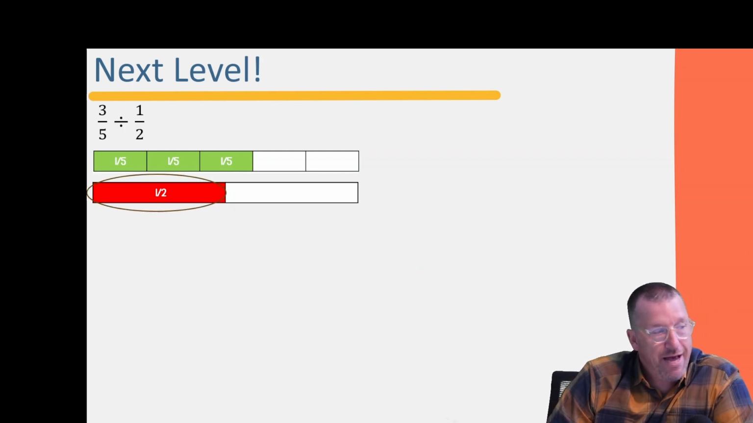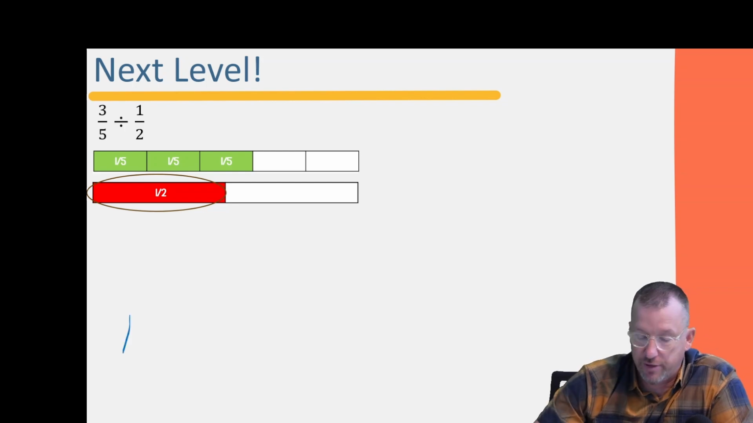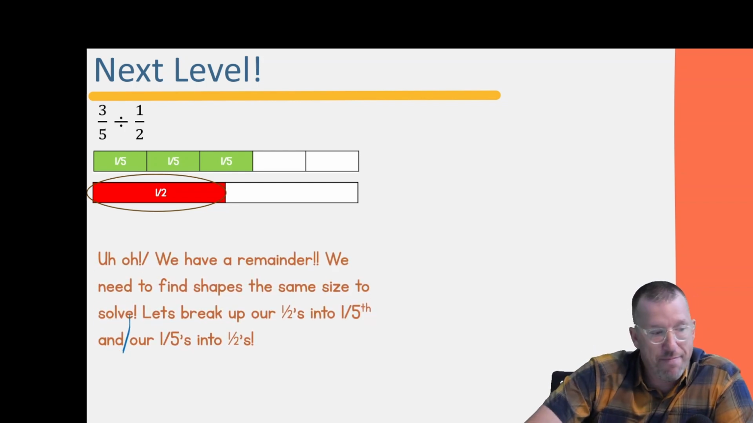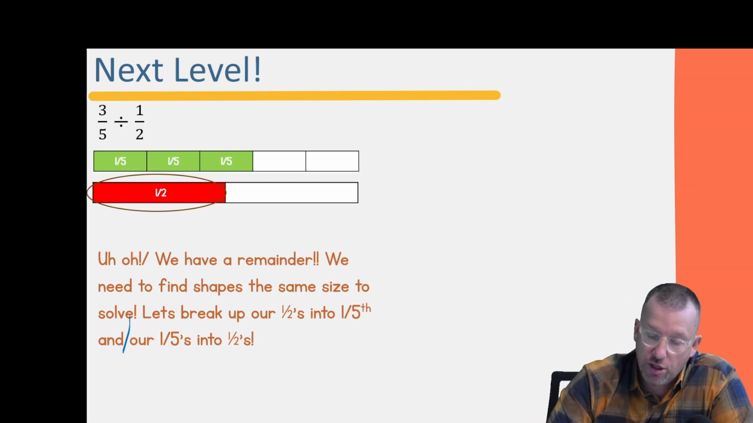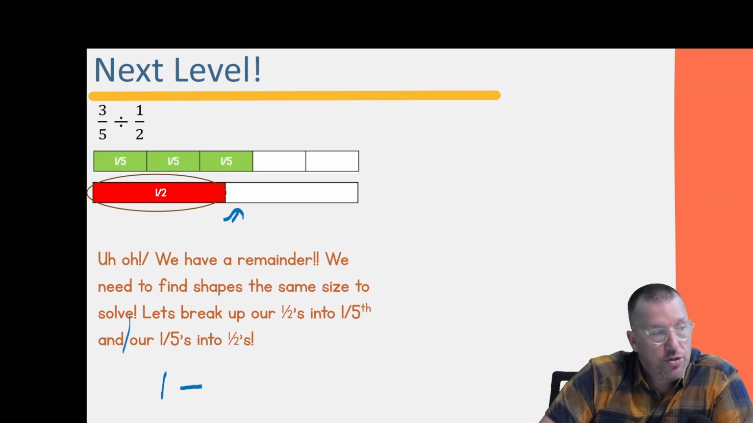Okay, so 1/2 will for sure fit in there. So we know our answer: how many halves will fit into 3/5? We know for sure one of them will fit so far. But we have a remainder. We need to find the same size shape to solve this last chunk. So what we're going to have is 1 and some kind of fraction. In order to do this, we need to figure out the common denominator is where we're heading, but we need to break our halves into fifths.